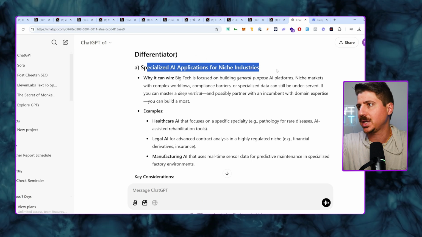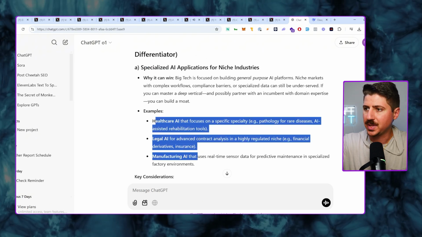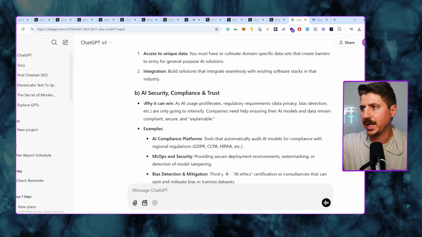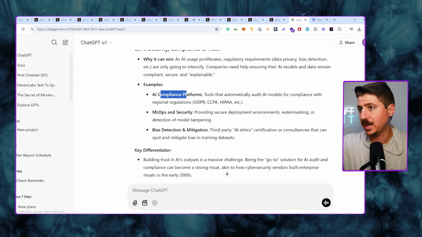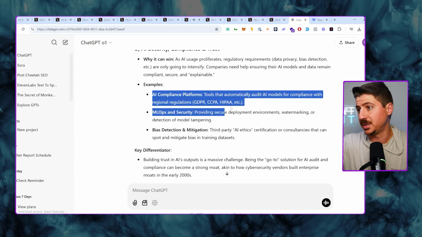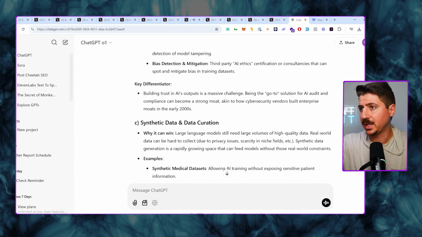So specialized AI applications for niche industries, and it gave some examples of that. Obviously, key considerations: AI security, compliance and trust, AI compliance platforms. I thought this was actually pretty good. ML ops and security, bias detection and mitigation.